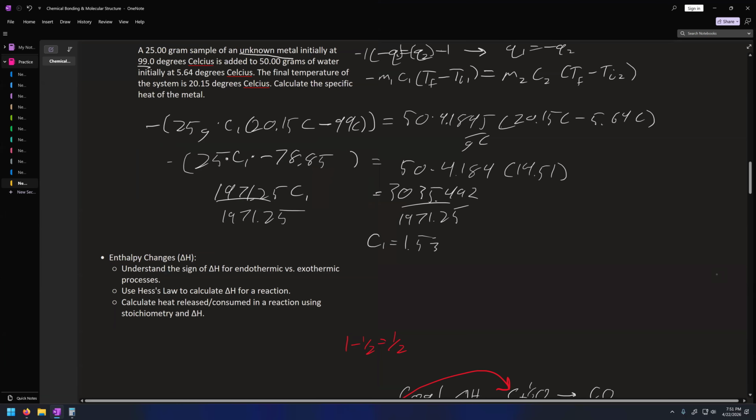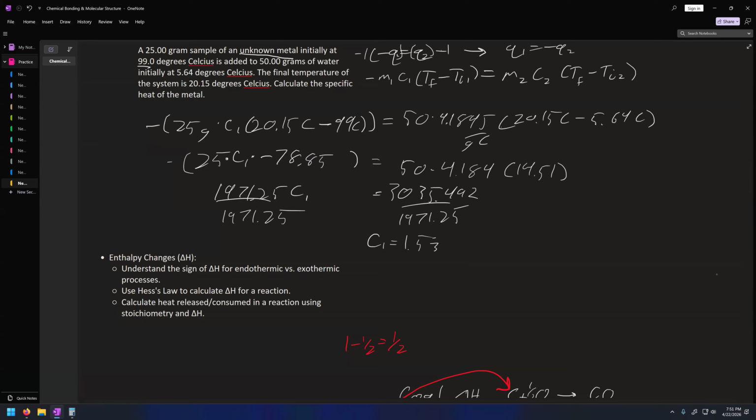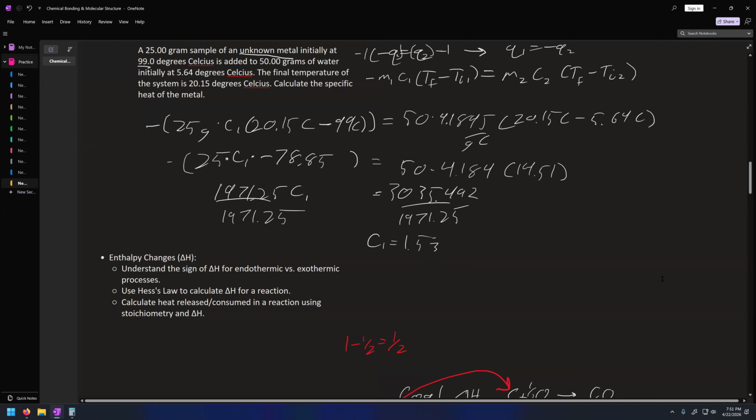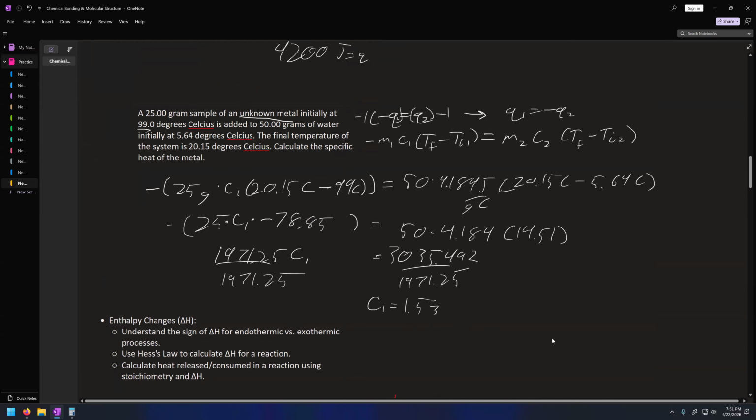1.53. Some quick checks you can do to make sure that you got a reasonable value here. Specific heat capacities tend to be on the small side. The largest specific heat capacity I've ever seen was for helium, and I think it's like 6 or something like that. Most of them, especially for metals, tend to be in the range of about 0.5 to 1. This is kind of high for a metal, but it's just a random problem, so that's probably why. You shouldn't have specific heat capacities that are larger than 10. That would definitely be incorrect.